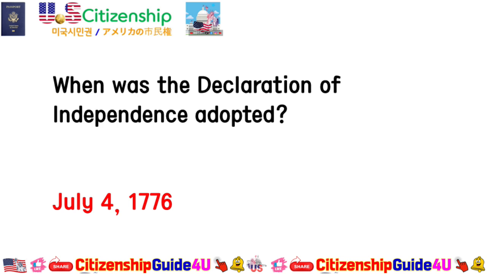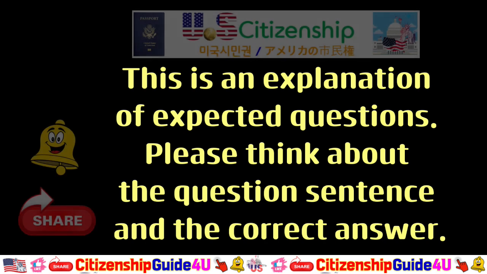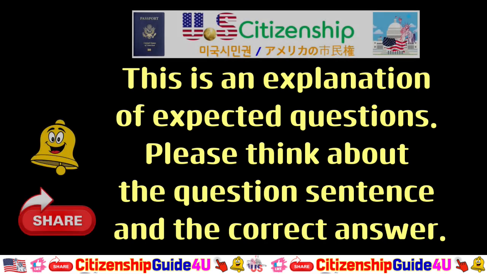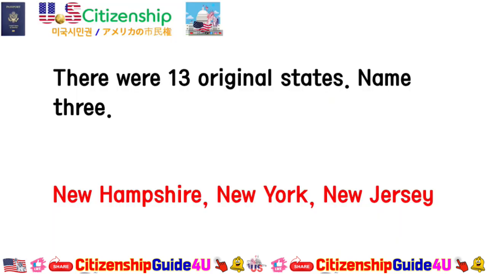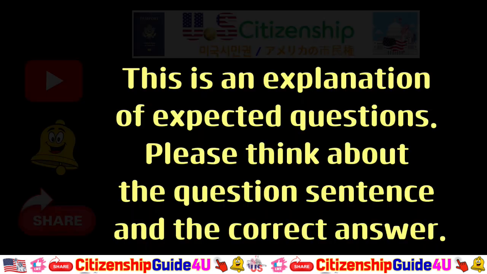July 4, 1776. In the beginning, there were only 13 states in the United States. Among these, 3 states are likely to be easy to remember: New Hampshire, New York, and New Jersey. There were 13 original states. Name 3. New Hampshire, New York, New Jersey.